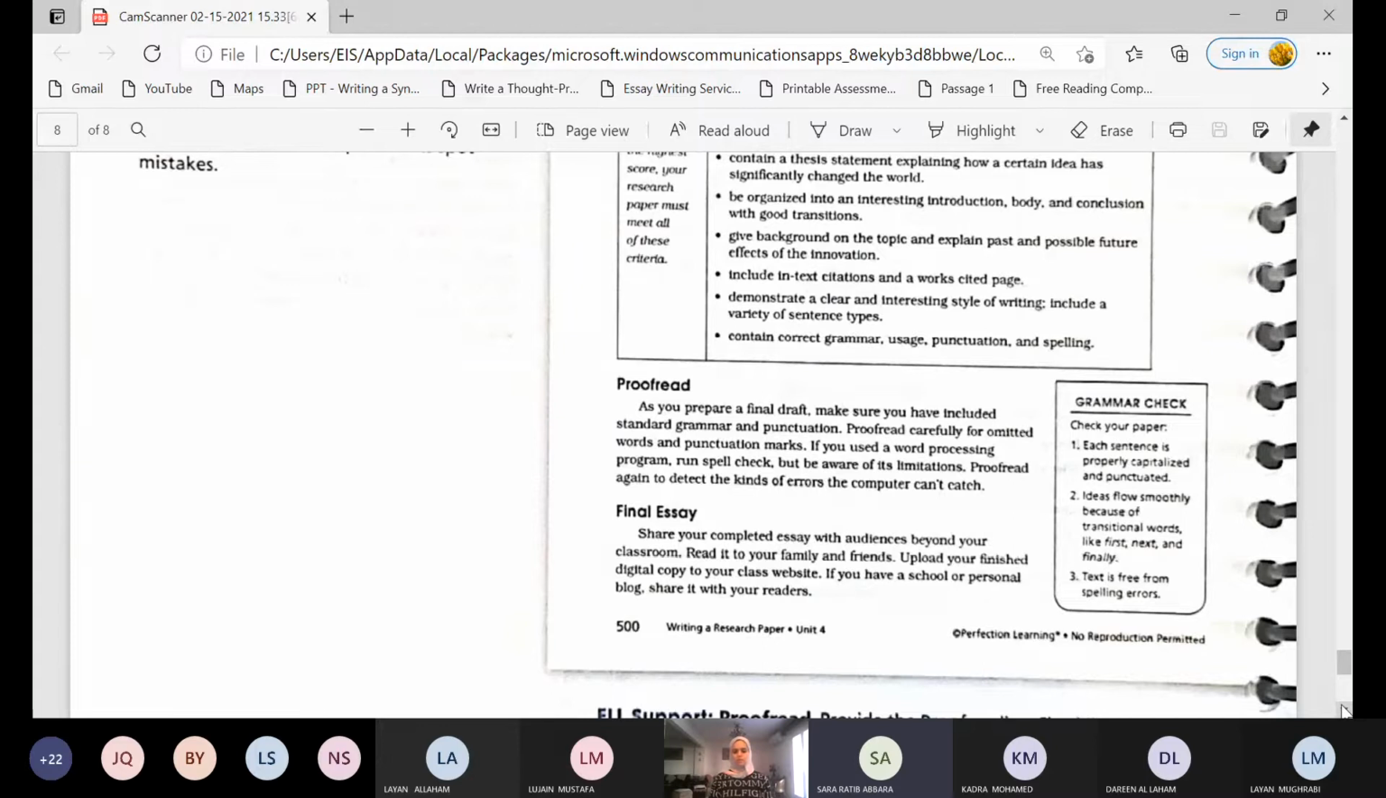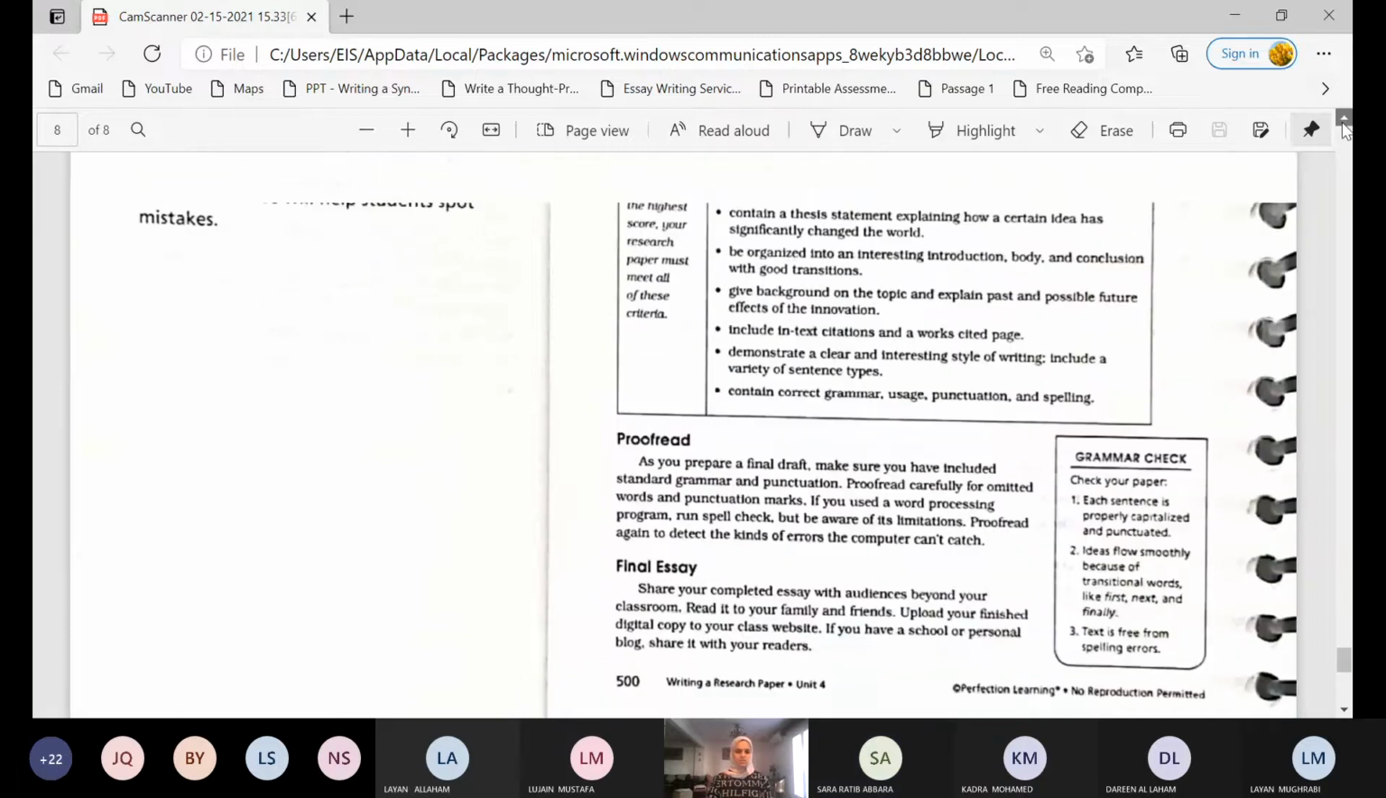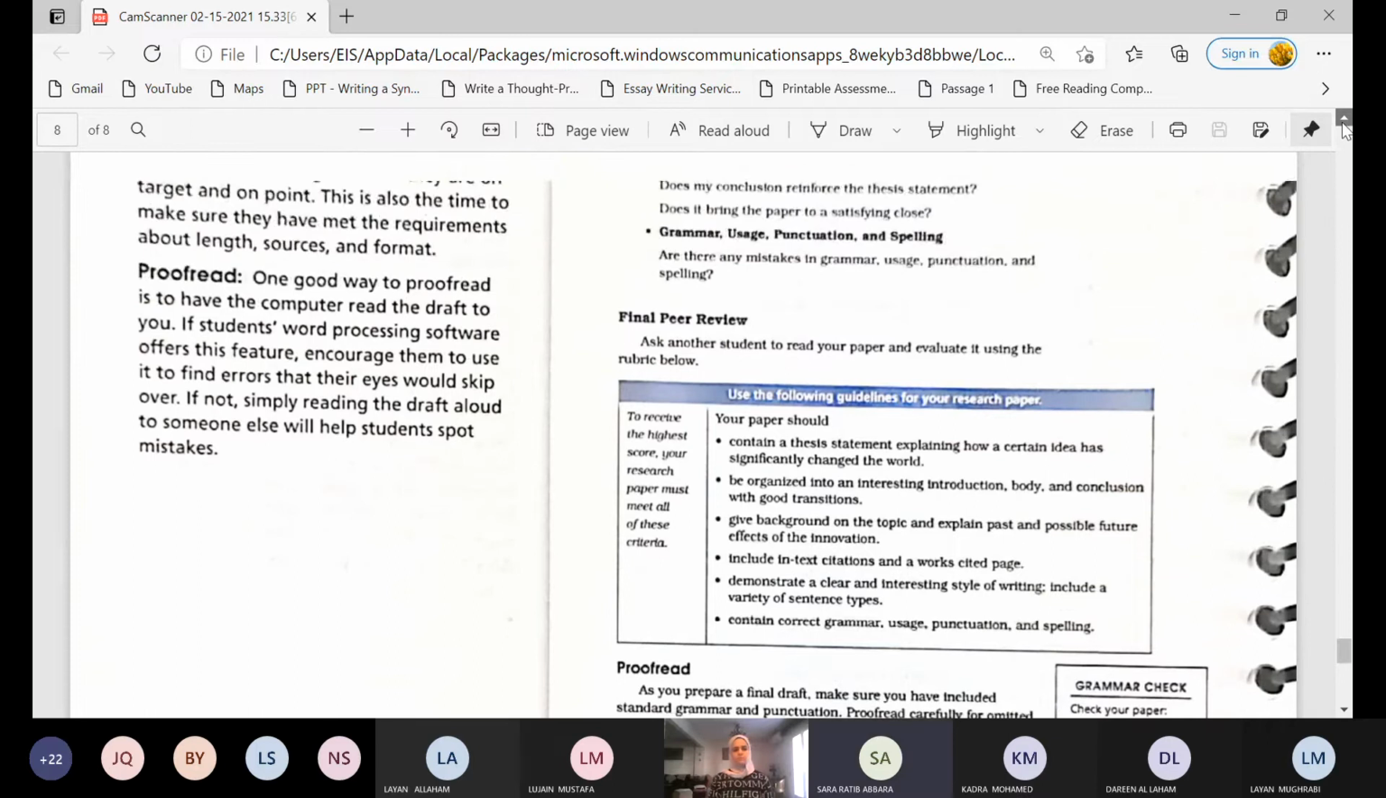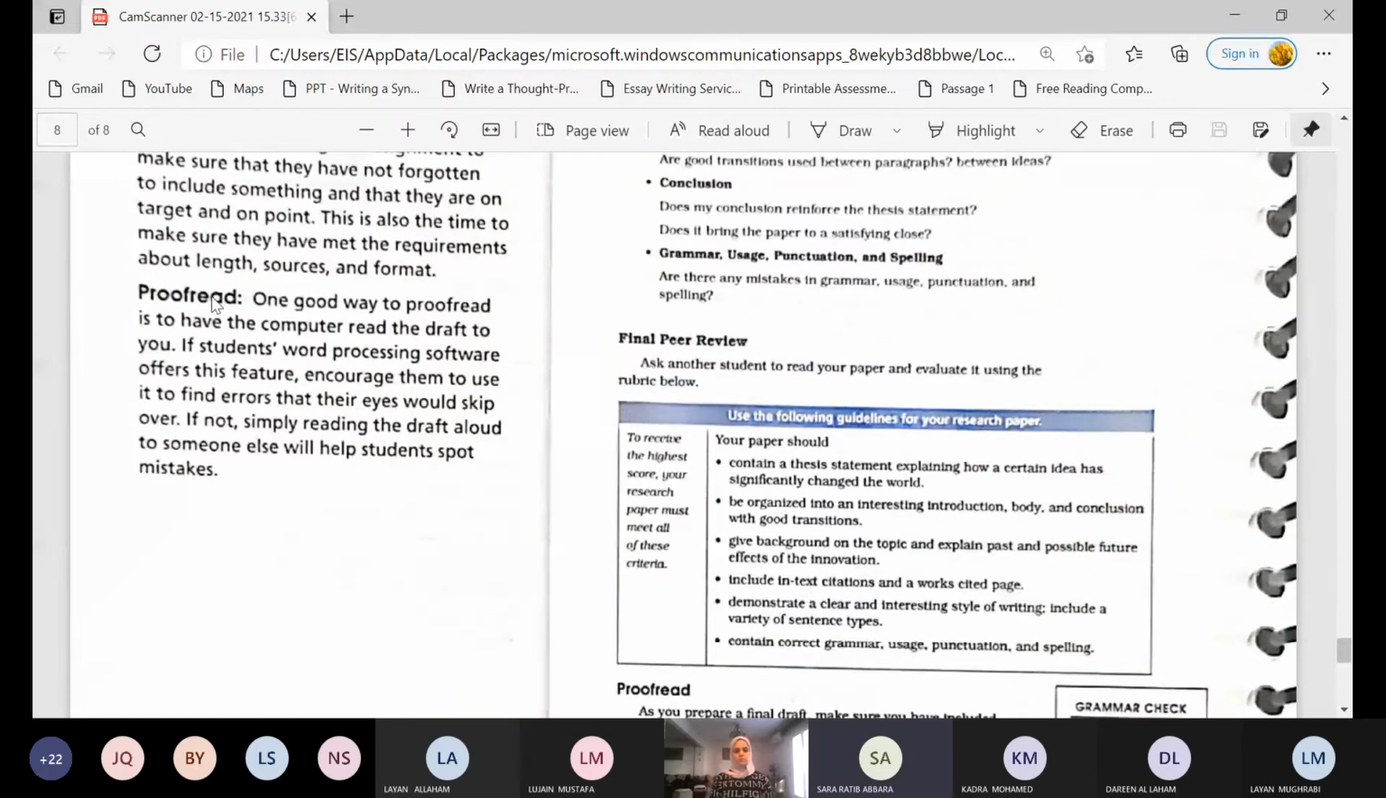Check your paper. 1. Each sentence is properly capitalized and punctuated. 2. Ideas flow smoothly because of transitional words like first, next, and finally. 3. The text is free from spelling errors. Before we finish, just read the proofread here. One good way to proofread is to have the computer read the draft to you. If students' word processing software offers this feature, encourage them to use it to find errors that their eyes would skip over. If not, simply reading the draft aloud to someone else will help students spot mistakes.